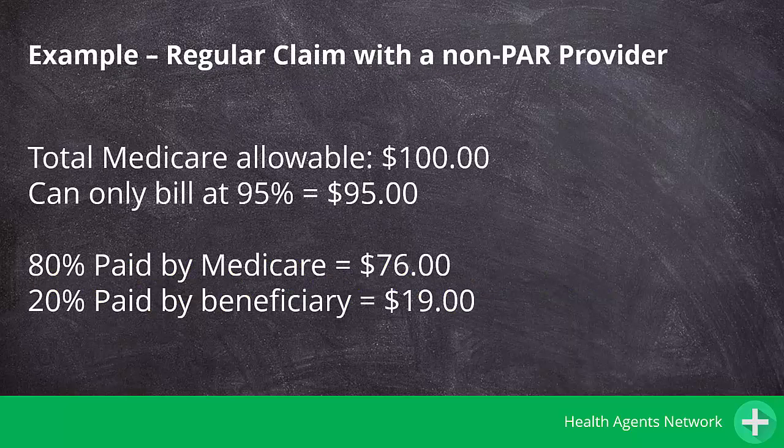They can do a regular claim without an excess charge, and that looks like this. Total Medicare allowable amount, let's say, is $100. They can only bill it, remember, at 95%. So in this case, they're going to do a $95 claim. 80% will be paid by Medicare, which is $76, and 20% paid by the beneficiary, which would be $19. And that $19 will be paid by the member themselves, or the Medicare supplement carrier will pay that amount.